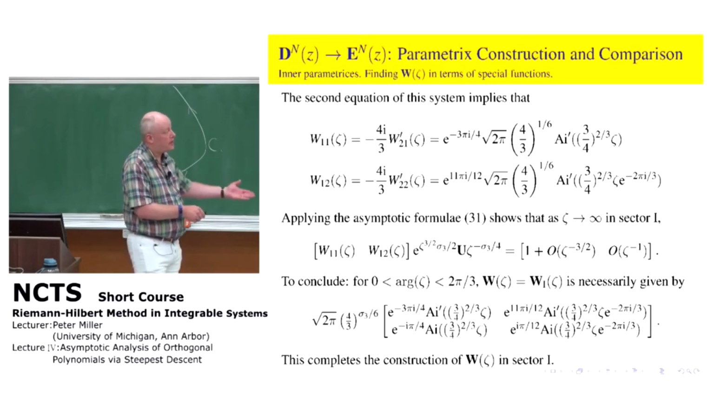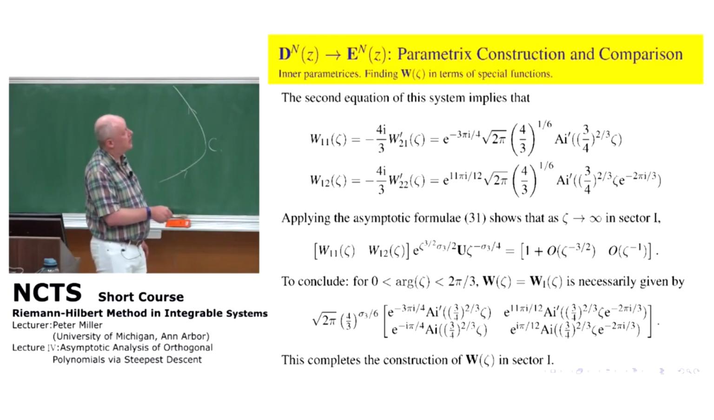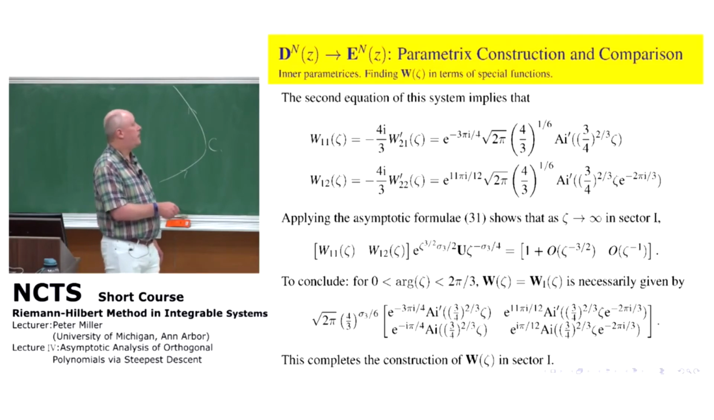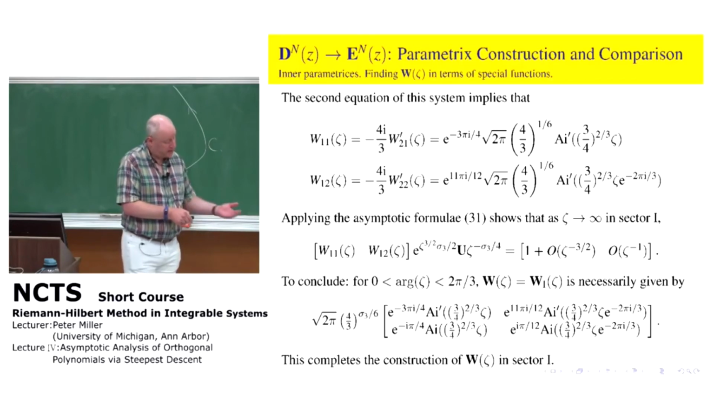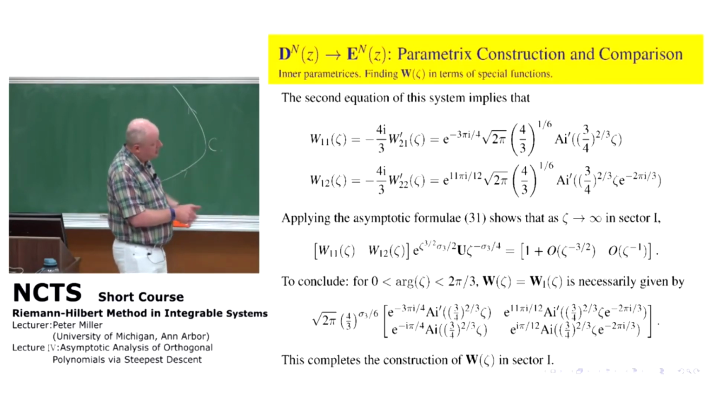So there are no further conditions that we have to impose, and there was also nothing that we had available to satisfy the conditions. It just worked out. So to conclude, for arg zeta between 0 and 2 pi over 3, this is sector 1, W is the sector 1 formula of W of zeta, and it's necessarily given by this rather complicated looking expression, but it's really just systematically obtained, I have to say. You just write the general solution of Airy's equation and expand it for large zeta and match it onto the asymptotics. So this completes the construction of W of zeta in sector 1.